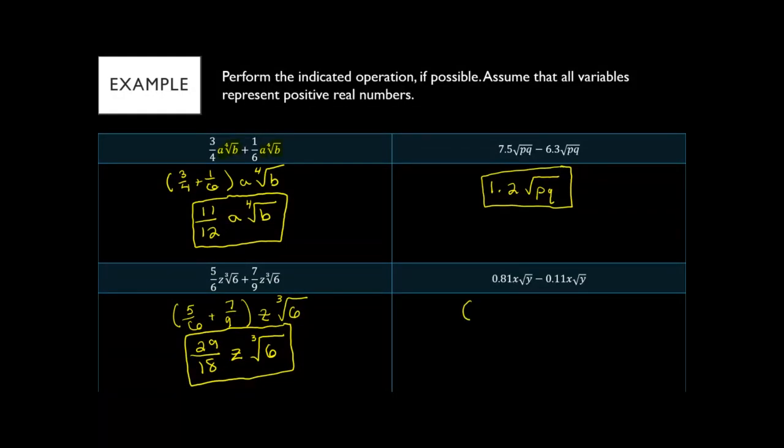And so just to be clear, what we're doing is, it's like you're taking, ignore the square root part. You're taking 0.81x minus 0.11x. We know how to do that. We've combined variables with x before. So when you do that, you get 0.7x, and then we've got our square root of y.